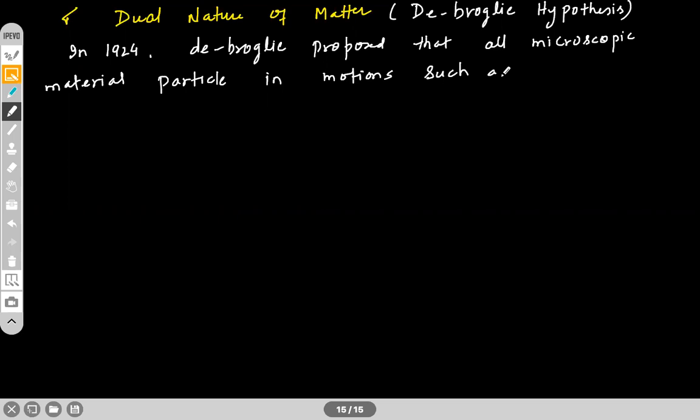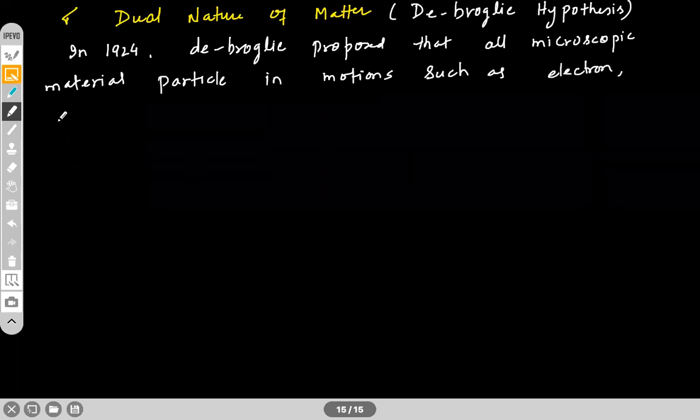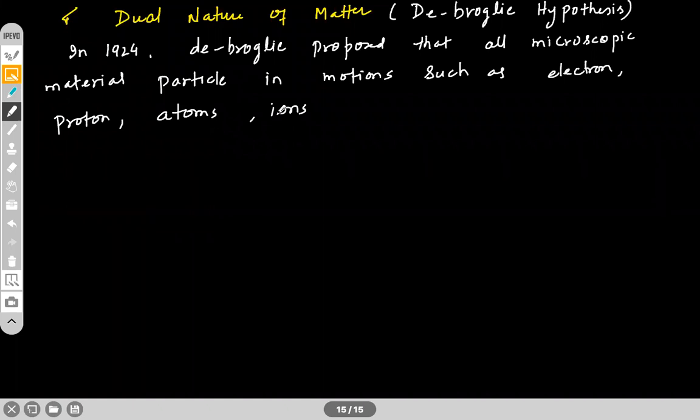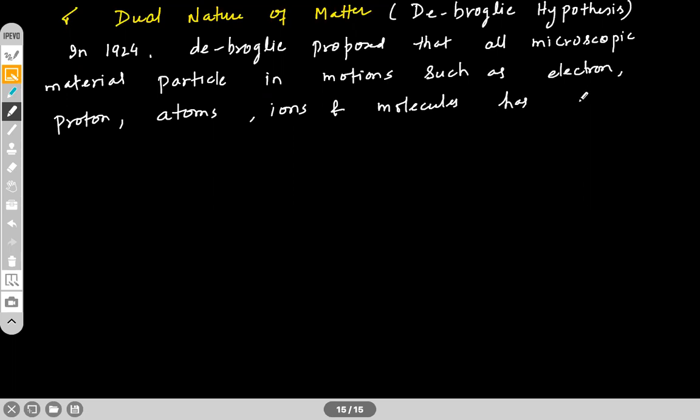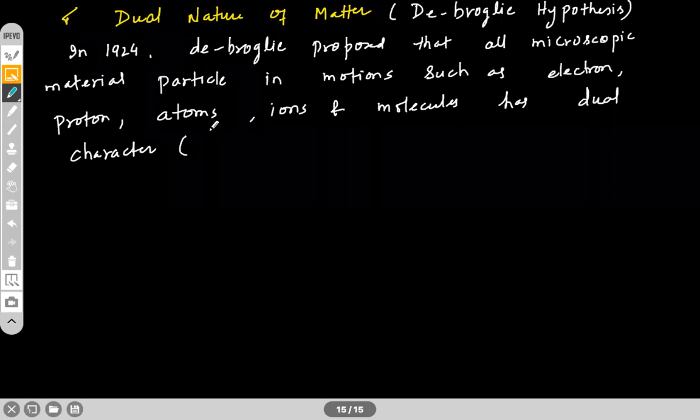such as electrons, protons, atoms, ions, and molecules have dual character. Dual character means wave plus particle nature. Molecules have dual character, that is wave nature plus particle nature.